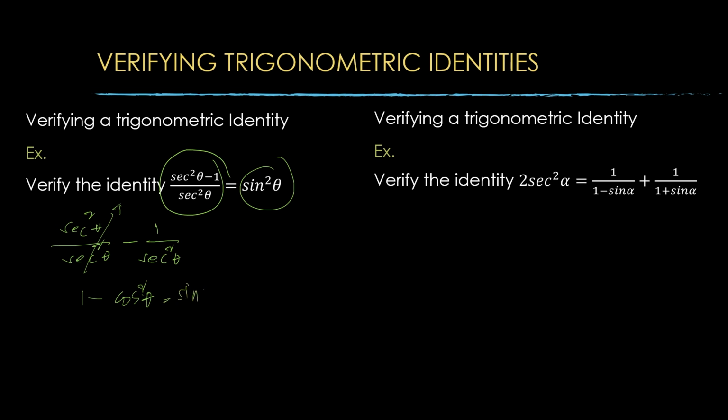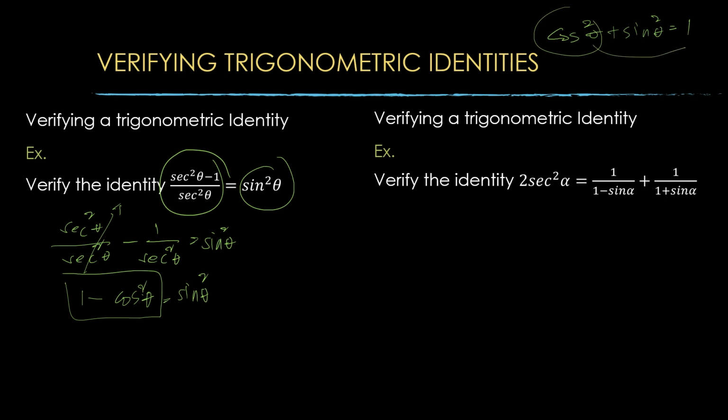Okay, equal to sine of theta squared. But what is this one equal to? Right? From our cosine theta squared plus sine of theta squared is equal to 1. Correct. If you try to transpose this one to the other side, you'll be left with sine of theta squared equal to 1 minus cosine theta squared. So this expression is basically equal to sine of theta squared. So therefore, the left-hand side of the equation is indeed equal to the right-hand side of the equation. Put a check on that. That's how you prove identities.